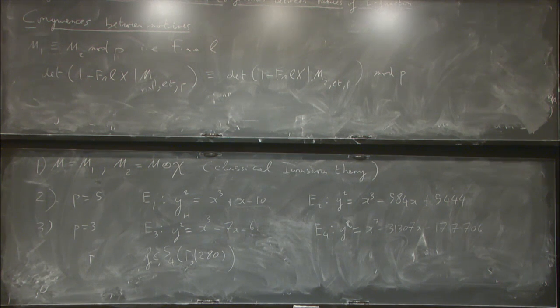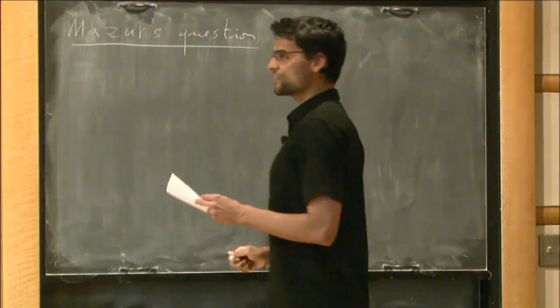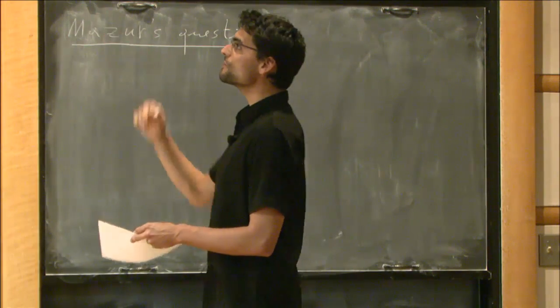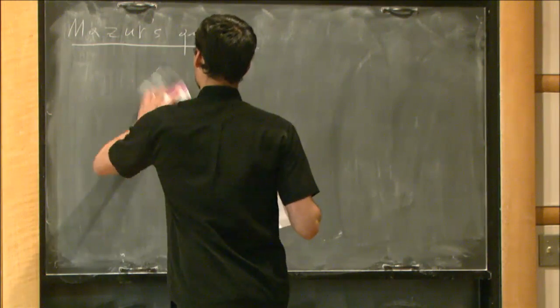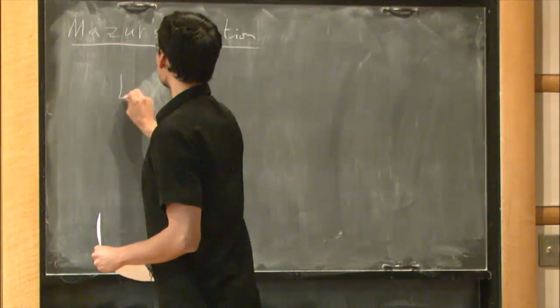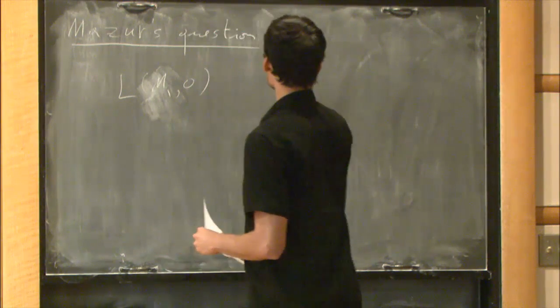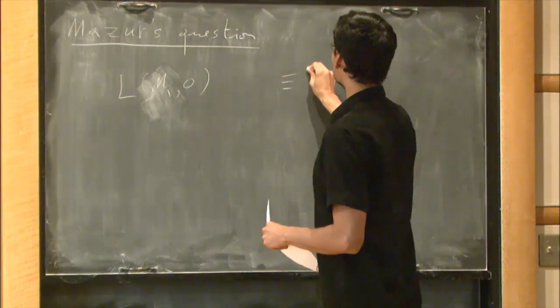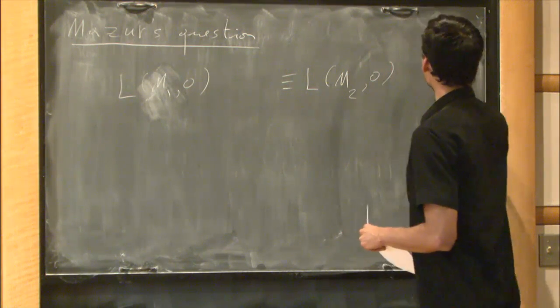So now, in that situation, the question I want to study is what I like to call Mazur's question, which is in rough form, what about then the special values of the L function? So is it the case that the special value of L of M1 at 0 is congruent to the value of M2 at 0 modulo P?